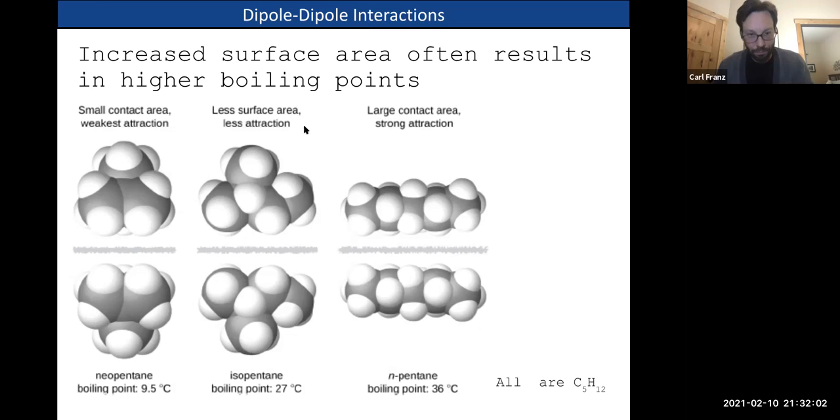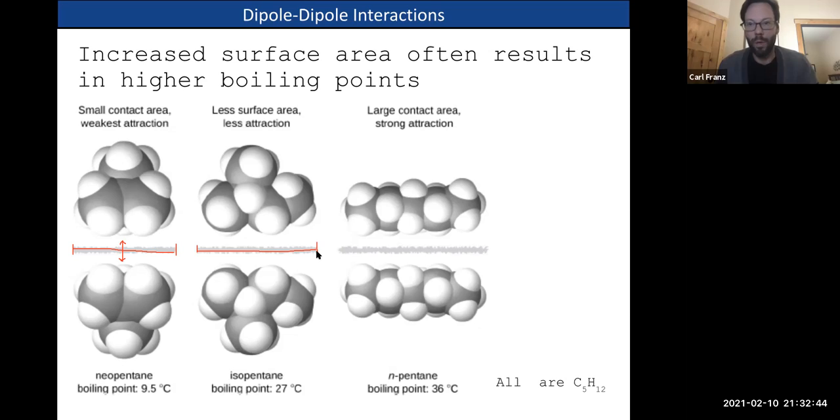So if we look at these different molecules, they're all pentane, but in different configurations, okay? Neopentane has a distance that is the shortest, right? And so that is a shorter distance, therefore less intermolecular forces going on between these two molecules. Now, isopentane is going to be a little bit longer than neopentane, so it's going to have a little bit more intermolecular forces and a little bit higher boiling point, right?